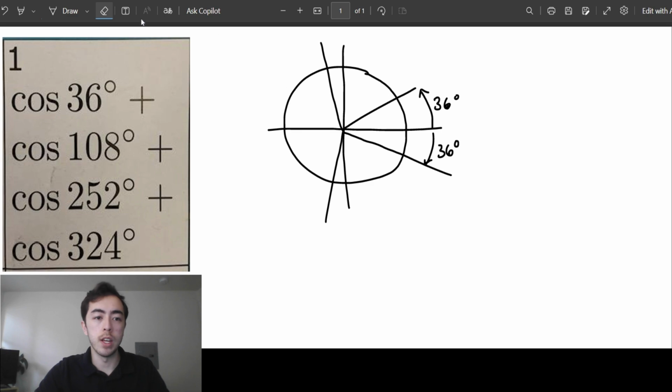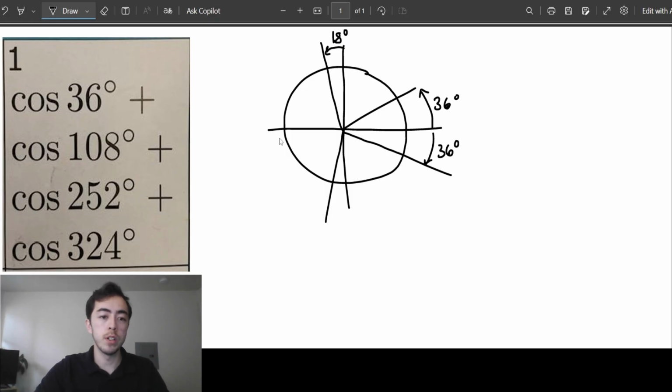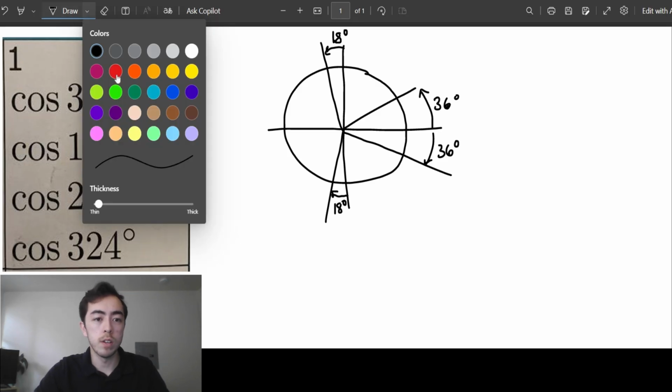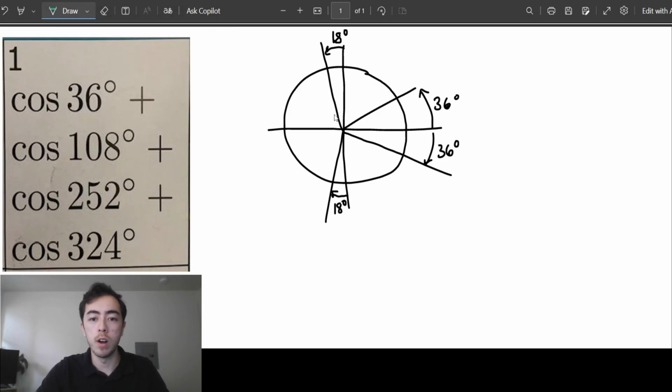And for the 108 and the 252, these are also both symmetrical. 90 plus 18 gives us 108, and 252 plus 18 gives us 270. Just for symmetry's sake, I'm also going to think of it as starting at 270, subtracting 18 degrees, and getting 252. And the cosine function essentially tracks how far to the right or to the left you go from this midline to line up with our endpoint right here.